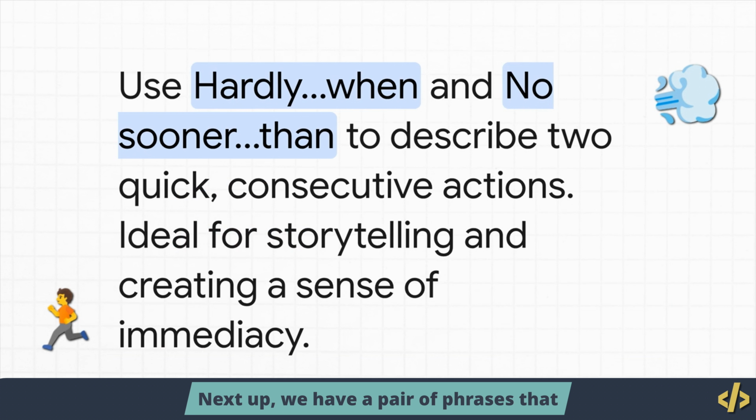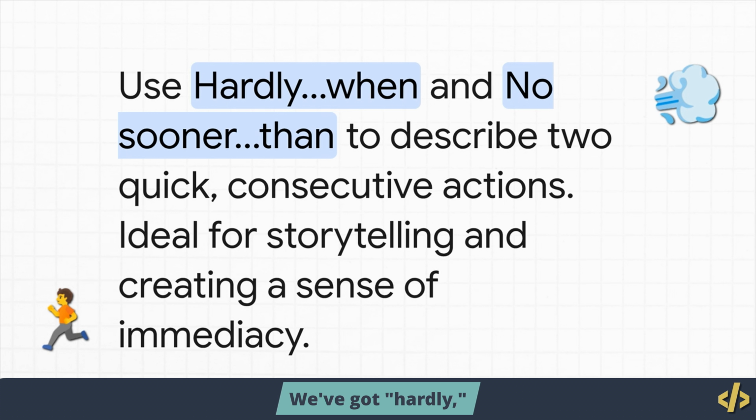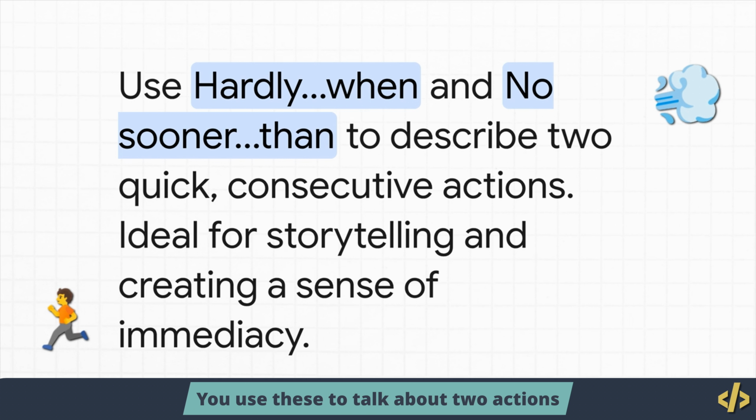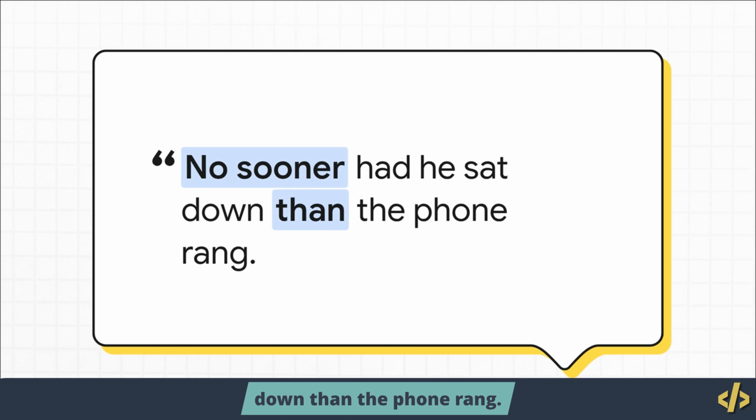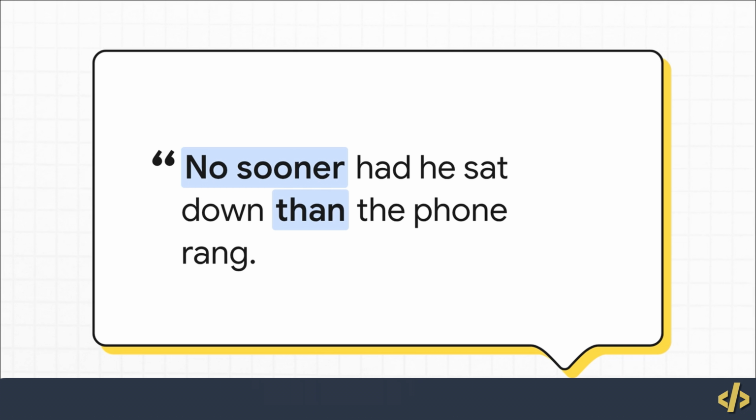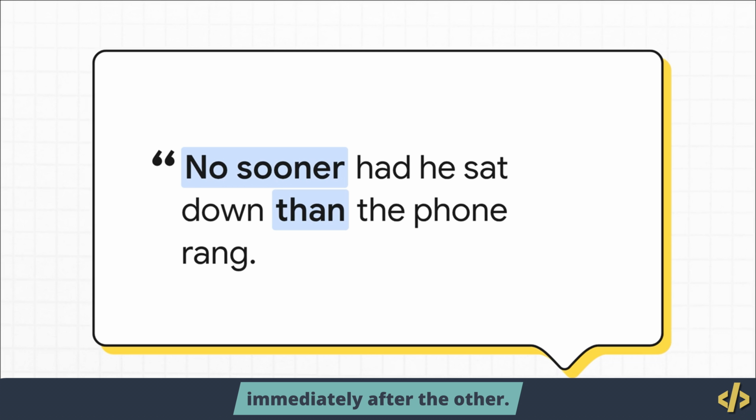Next up, we have a pair of phrases that are just perfect for storytelling. We've got hardly when and no sooner than. You use these to talk about two actions that happen back to back, really quickly. It creates this great sense of suspense and immediacy. Here's how it works. No sooner had he sat down than the phone rang. You can almost feel it, right? One thing happening immediately after the other.